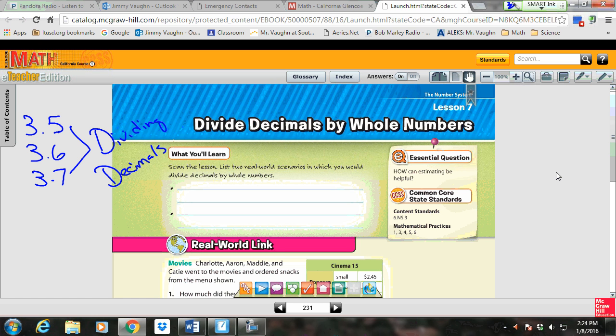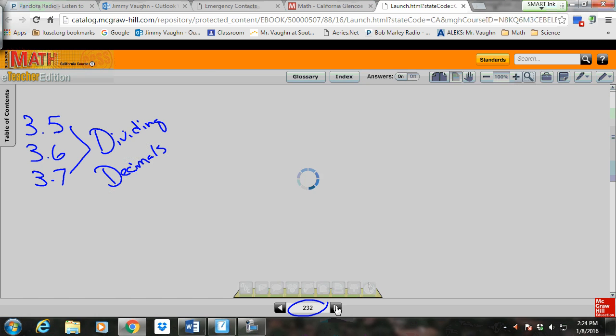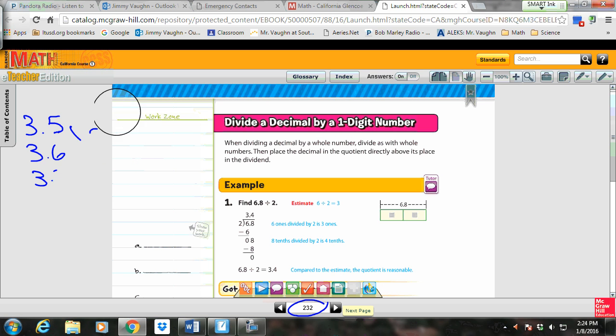and 3.6, and then the pages that you'll be on are on lesson 7, so we'll go to 232, actually, the next one. So dividing with decimals.